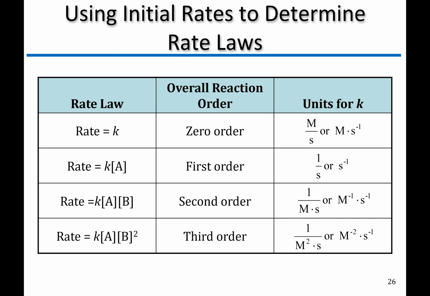Essentially, we want to end up with a rate that's in molarity per second, so the value of K needs to cancel out the units so that we end up with that. You can go through these on your own, but just understand that depending on first, second, third order, or zero order, the units of K will be different.